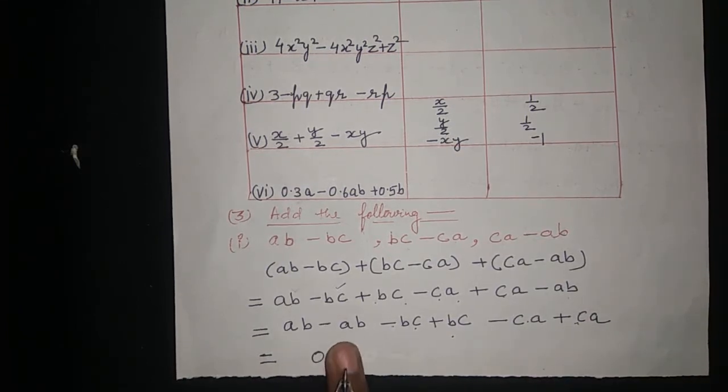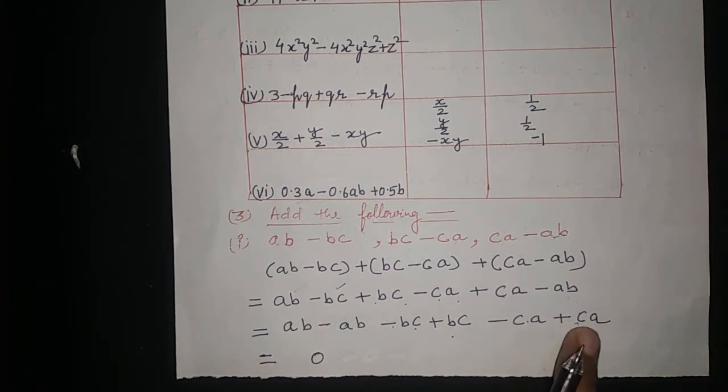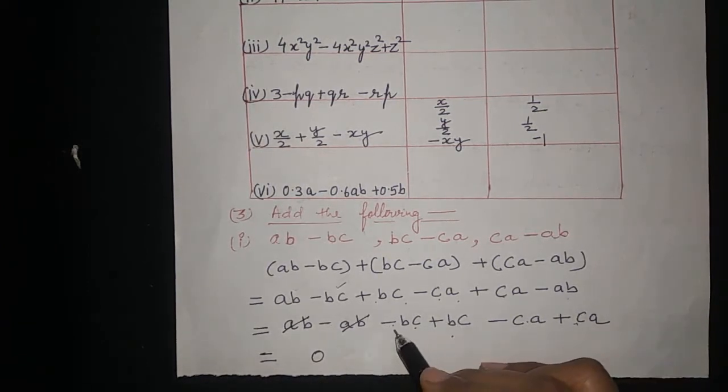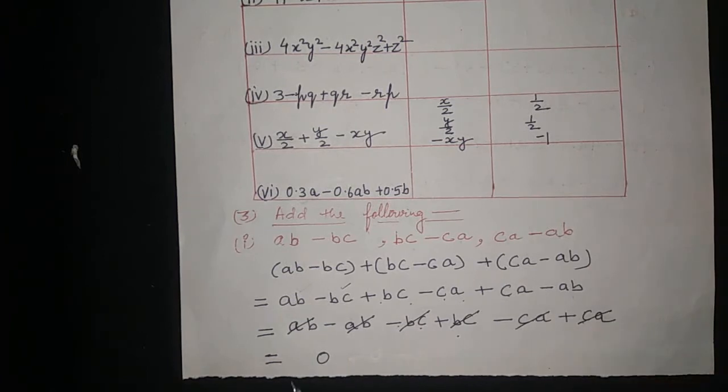Now AB minus AB, what? 0. Minus BC plus BC, 0. Minus CA plus CA, 0. So your answer is 0. And we can cancel it like this also: plus AB minus AB, minus BC plus BC, minus CA plus CA. And what you will get as answer? As result, you will get 0.